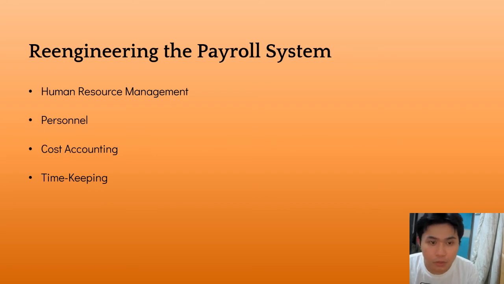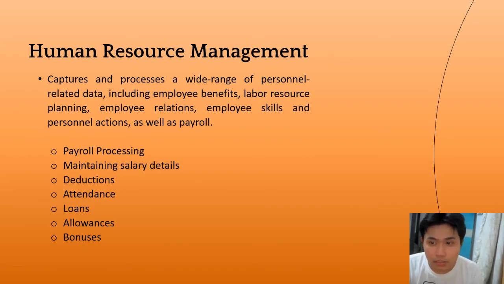First is the human resource management, the personnel, the cost accounting, and the timekeeping of the company. First is the human resource management. It captures and processes a wide range of personnel-related data, including employee benefits, labor resource planning, employee relations, employee skills, and personnel actions, as well as payroll. So, payroll can be re-engineered as part of human resource management. It includes payroll processing, maintaining salary details, deductions, attendance, allowance, loans, and bonuses of the employees.